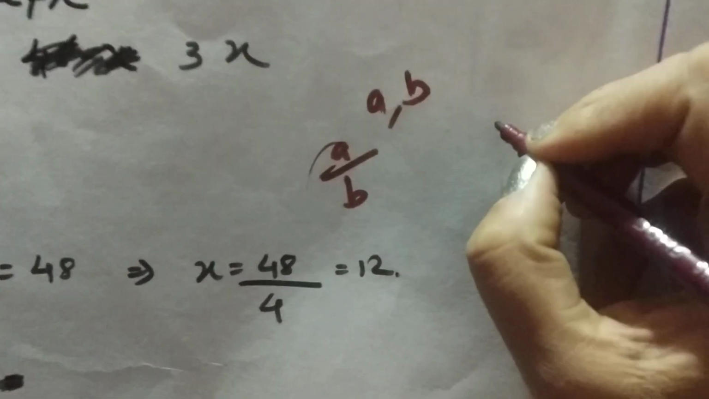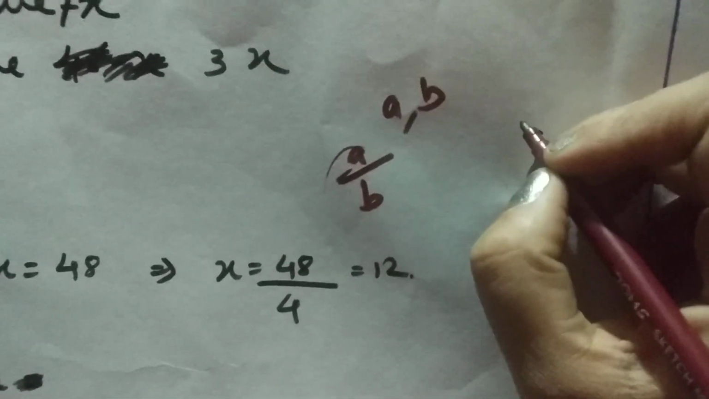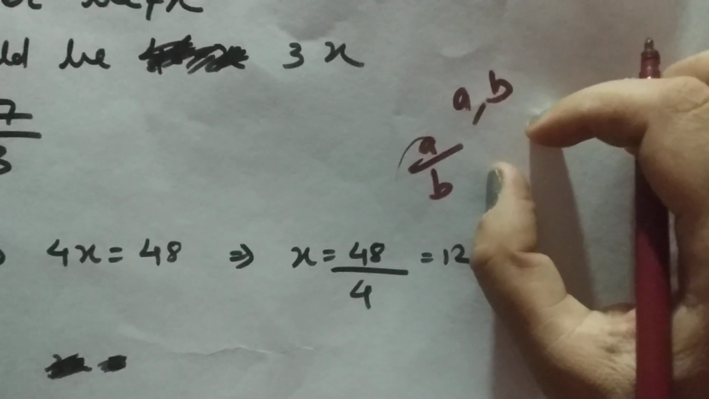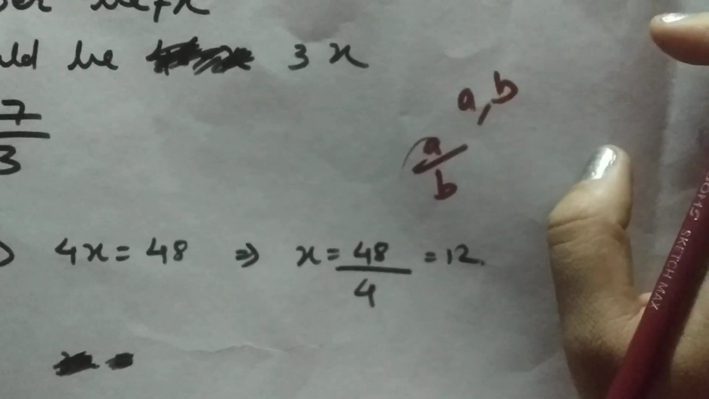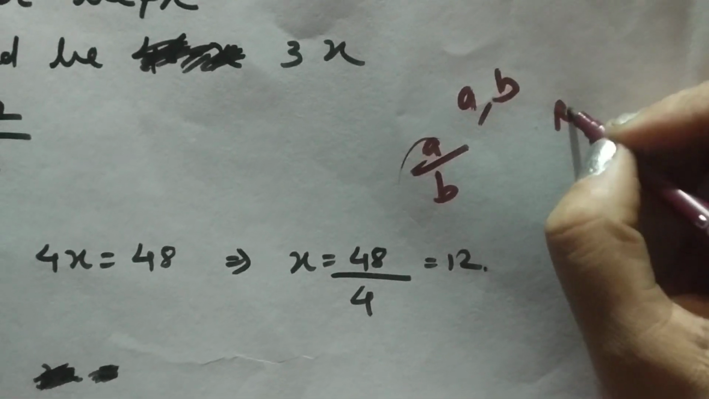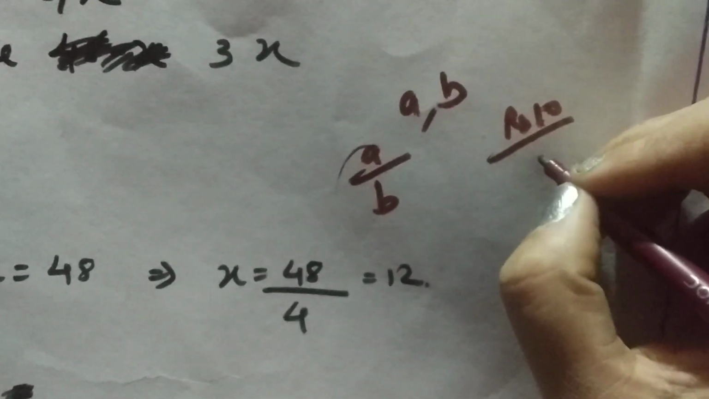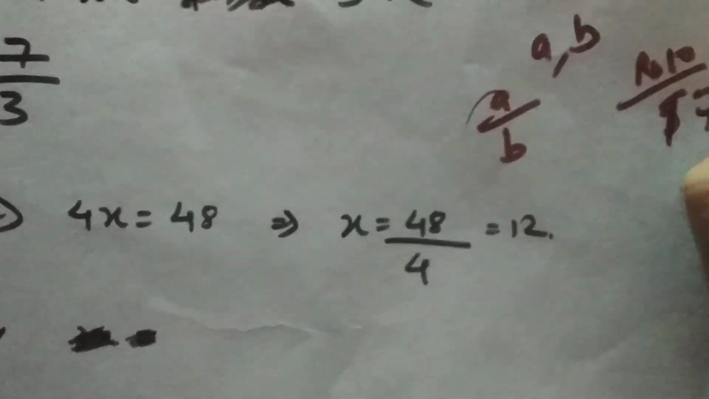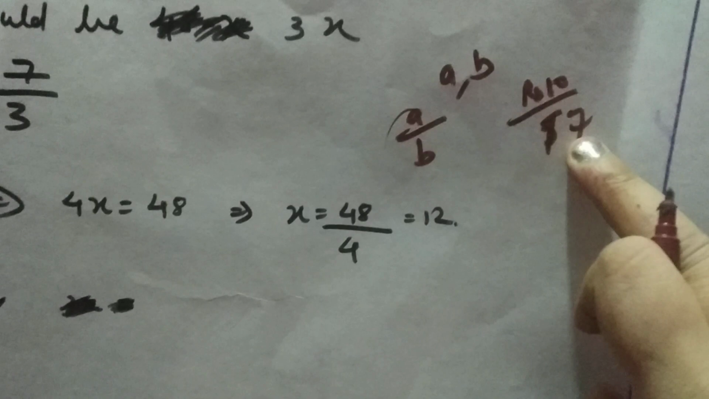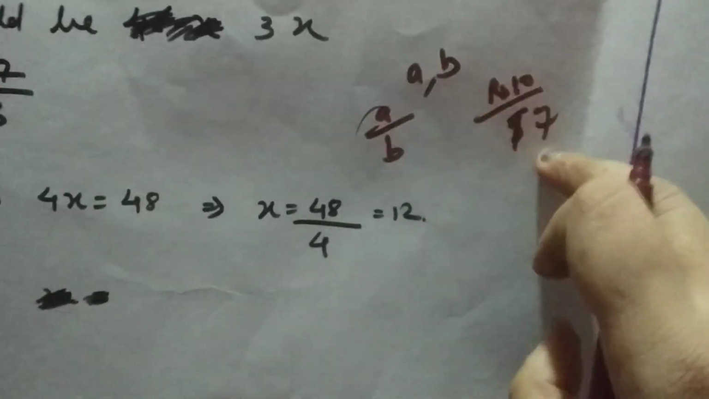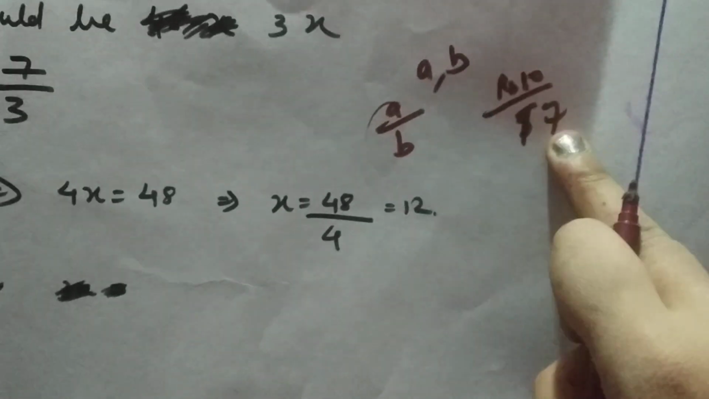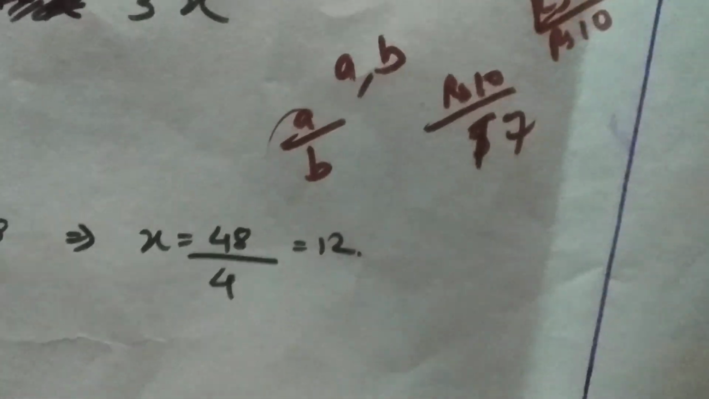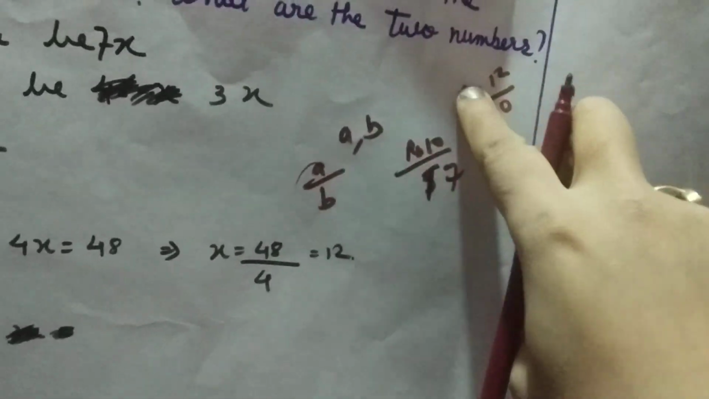I want you to keep one thing in mind about ratio. Two quantities of the same type can be written in the form of a ratio. Two different quantities cannot be written in the form of a ratio. Suppose rupees 10 and the number 7. This one is in rupees and this is just a number, so we cannot write this as a ratio because these are two different quantities. Only rupees 12 and rupees 10 can be written as a ratio because they are of the same quantity.